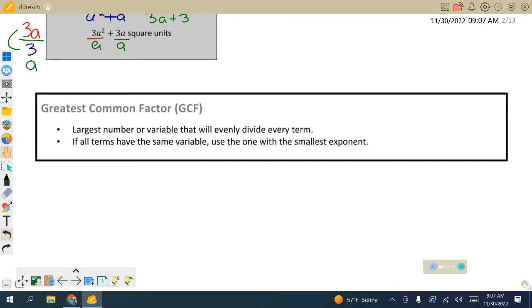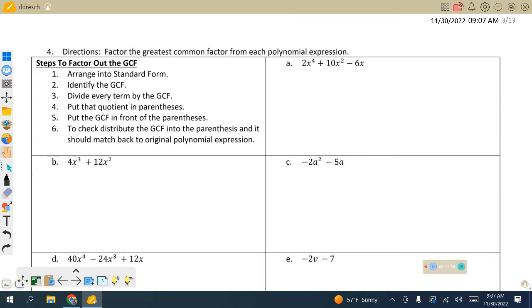GCF here, we want to look at the largest number or variable that will evenly divide into every term. And if all those terms have the same variable, you can only take out the smallest amount that is there. So we'll look at the exponents as well. So let's finally just get into doing some practice with that. Let's flip it to the next side. I've got a little step here for you to work out that problem.